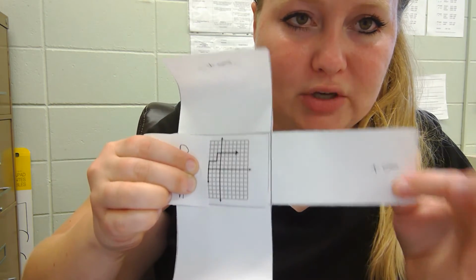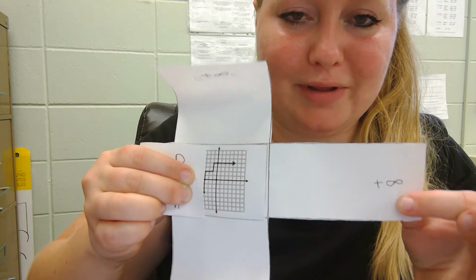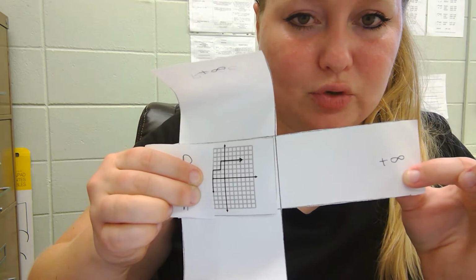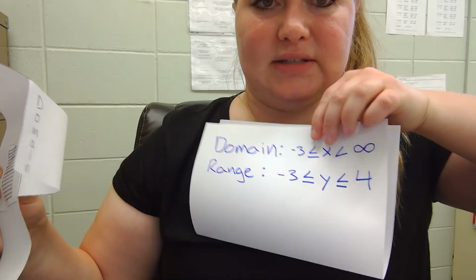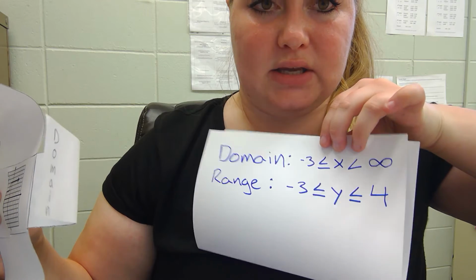It just goes all the way to positive infinity. So domain -3, less than or equal to x, less than positive infinity. And when it's infinity, you never put the or equal to. So the infinity doesn't have that, it's just the less than. Okay, so we had infinity.